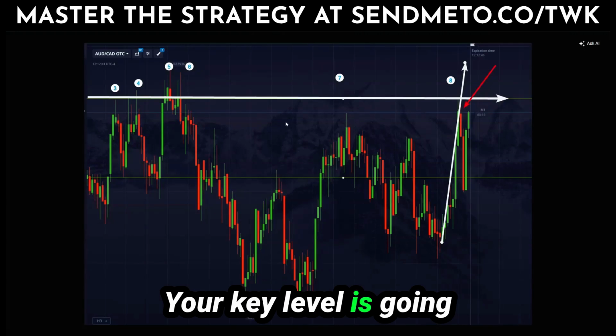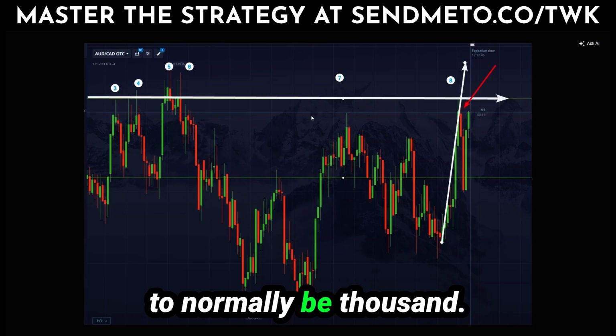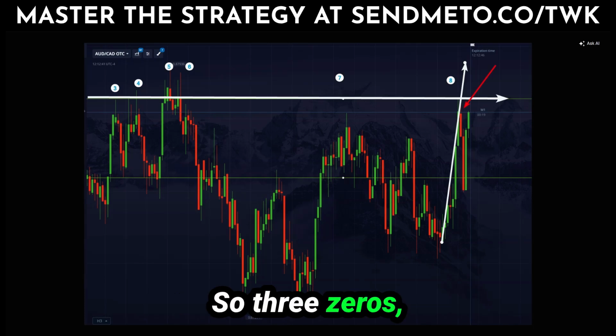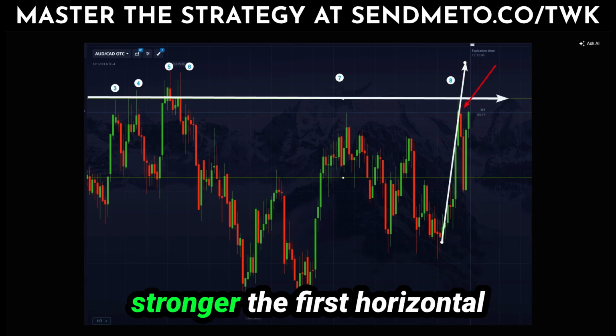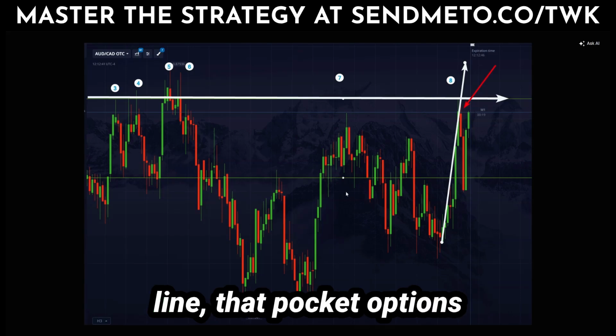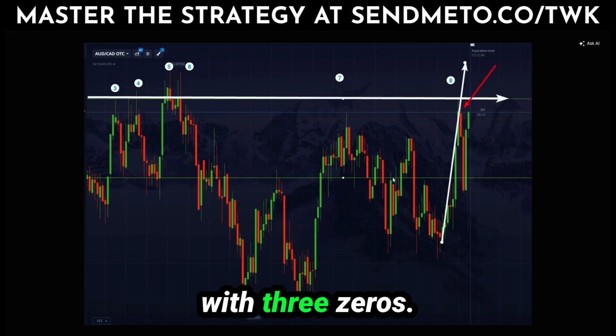Your key level is going to be this horizontal line, and that's normally going to be 1,000, so 3 zeros, 750, 250, 500, and double zero. The more zeros, the stronger. The first horizontal line that Pocket Option actually laid down was right here in the center. This is the one with 3 zeros.